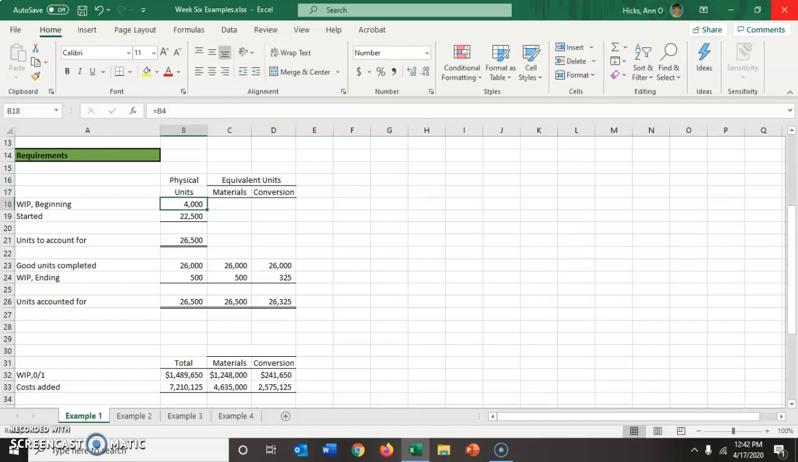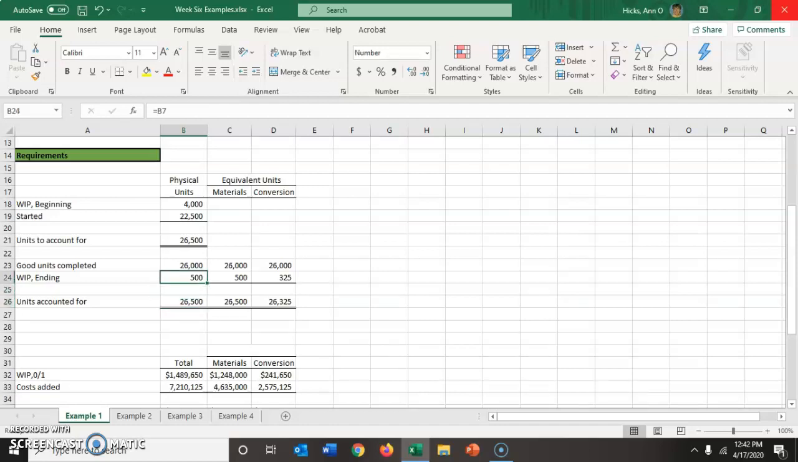So we know in terms of physical units, we started October with 4,000. We know we started an additional 22,500, which means at some point during the month of October, we worked on 26,500 units. That means that's how many units we need to account for. We also know that 26,000 units were completed. There were 500 in ending WIP, and that leaves us with our 26,500.